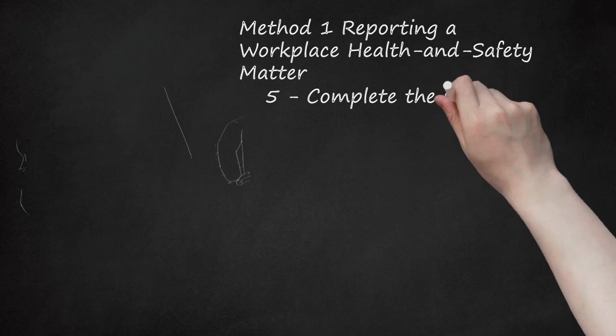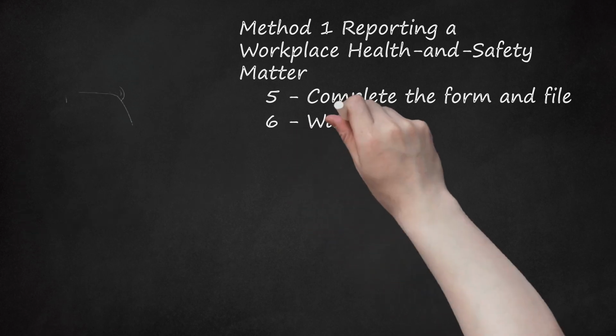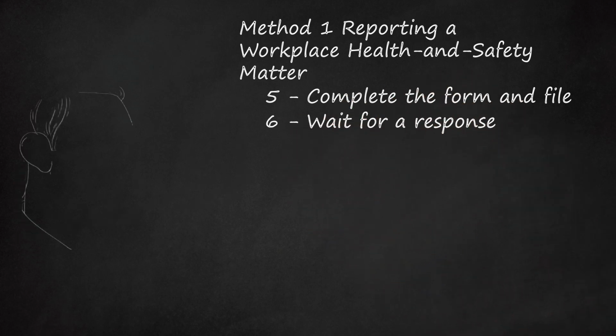5. Complete the form and file. You will need to sign the form. However, you may elect to have the agency keep your identity anonymous. You should keep a copy of the form for your records. 6. Wait for a response.